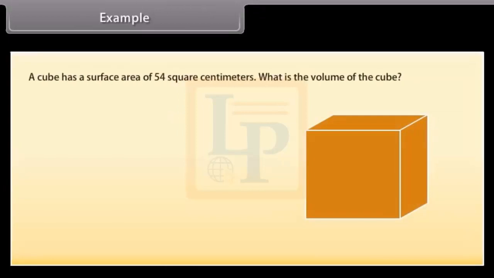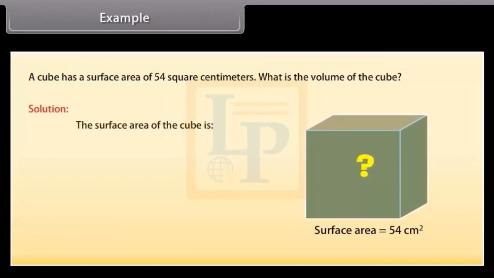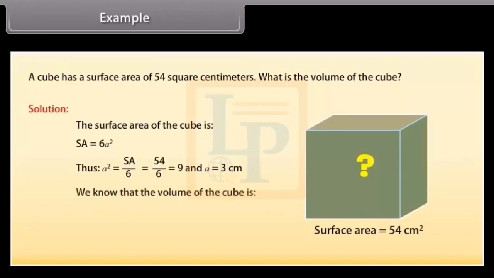Let's now solve an example to find the volume of a cube. A cube has a surface area of 54 square centimeters. What is the volume of the cube? Solution. The surface area of the cube is SA is equal to 6A². Thus, A² is equal to SA upon 6, which is equal to 54 upon 6, which equals 9, and A is equal to 3 cm. We know that the volume of the cube is V equals A³. Therefore, V equals 3³, or V equals 27 cm³.